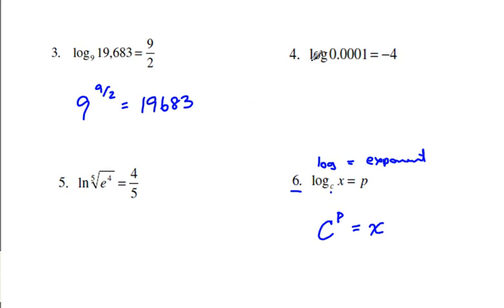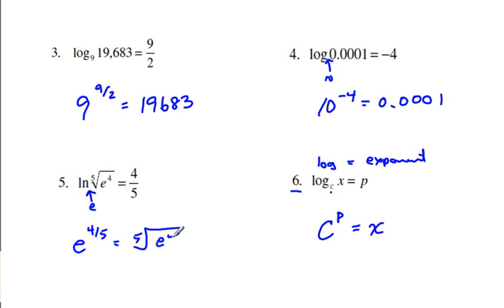Now in number 4, you're thinking, I don't have a base sitting there. When there's no number there, it is the number 10. So 10 to the negative fourth equals 0.0001. In number 5, again, we have no number, but for natural log, our base is e. So here we would say e to the 4/5 equals the 5th root of e to the 4th.